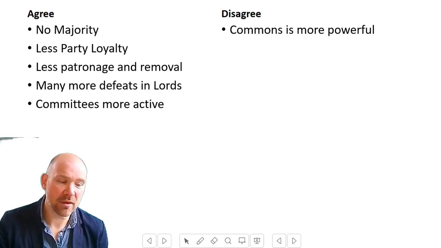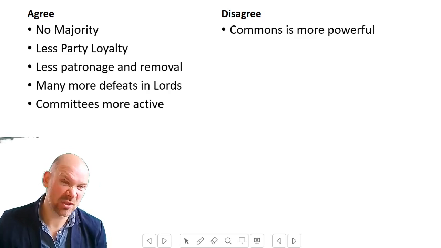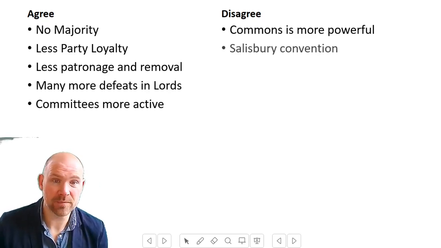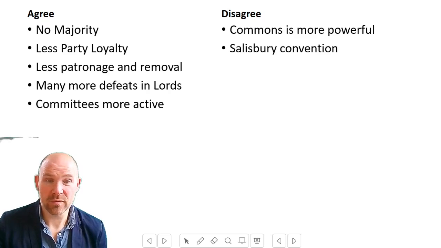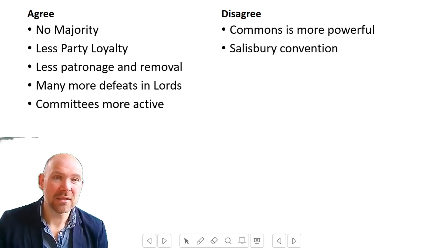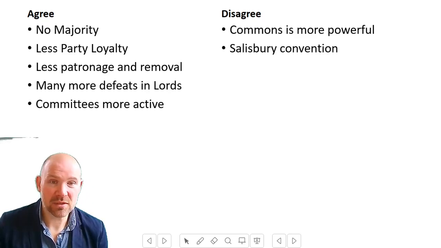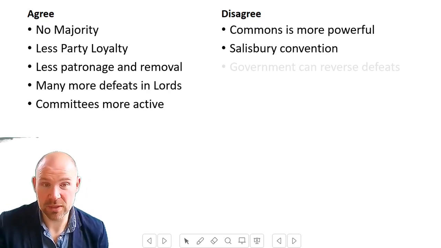So despite the fact that the Lords might end up disagreeing more and being more independent, the Commons is always able to just push things through eventually. The Salisbury Convention means that anything that's in the government's manifesto is not going to be blocked by the House of Lords. So even though the House of Lords might be more independent, in reality, they're only going to be independent over certain issues, so says the Salisbury Convention.